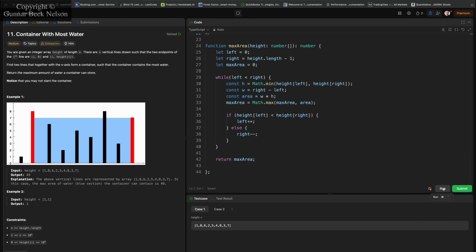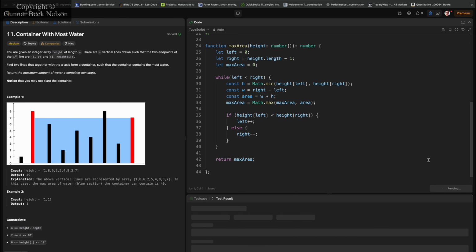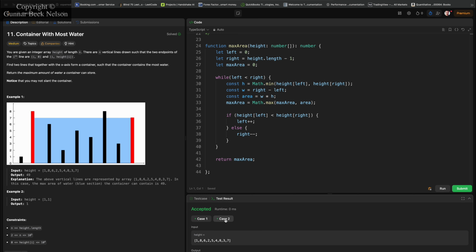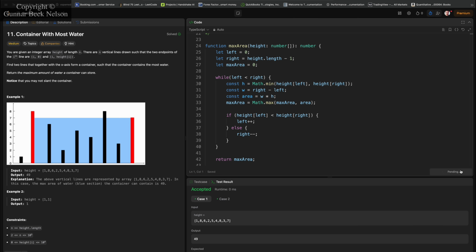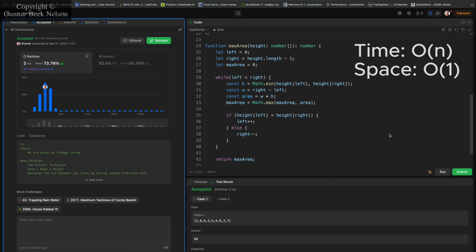And now we're just going to run this to make sure that it passes all of our test cases. And it does over here. Yep, it accounts for all of it. So now I will be submitting. And it all checks out.